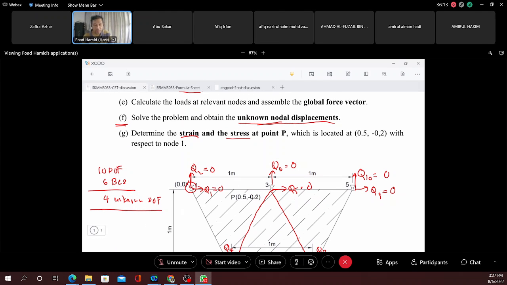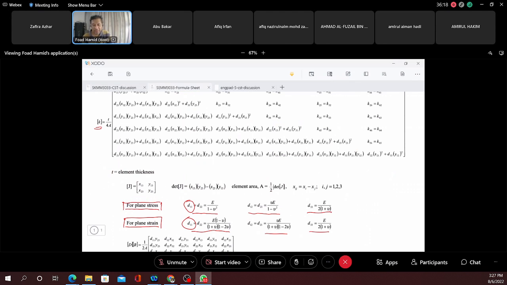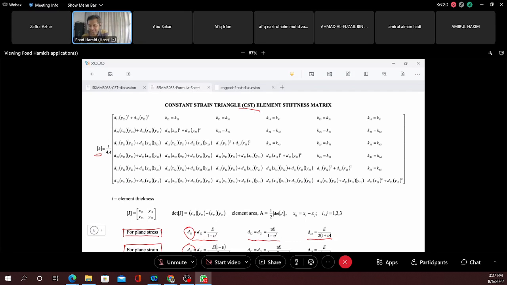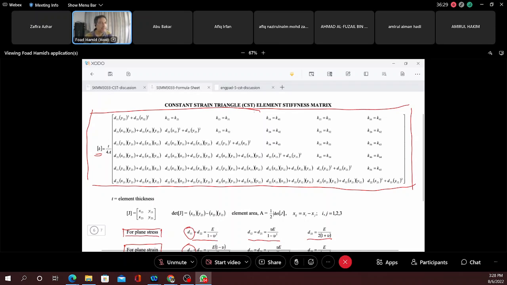Building a 10 by 10 matrix is not easy. Why? If you take a look at the formula, this is only for one element. And you spend a lot of time in the test doing the calculation, which is very time consuming. So the strategy here is to make it as short as possible. I'll show you how to do this.